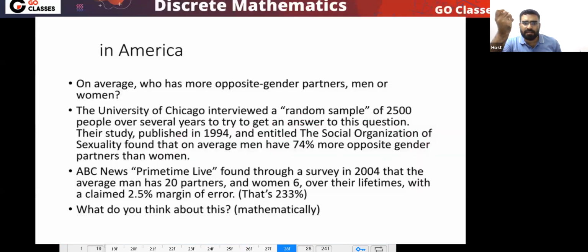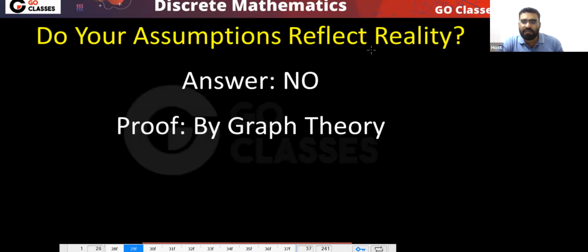So that's the idea. So finally, what do you think? Mathematically, what do you think? Now, did you get your answer? Do your assumptions reflect reality? The answer is no. Proof by graph theory.